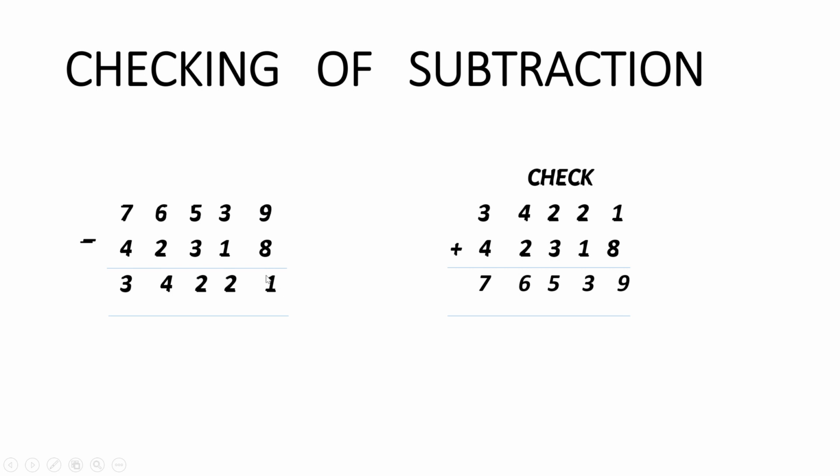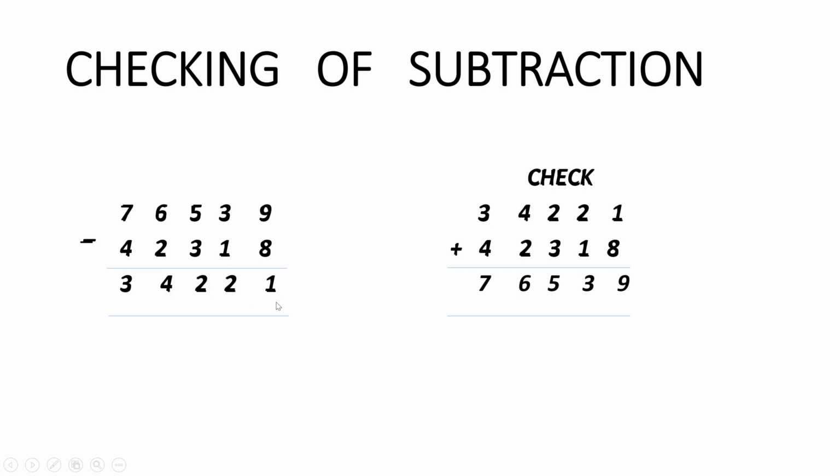9 minus 8 is 1. 3 minus 1 is 2. 5 minus 3 is 2. 6 minus 2 is 4 and 7 minus 4 is 3. So the answer becomes 34,221. Now children, we can check whether this answer is correct or not.